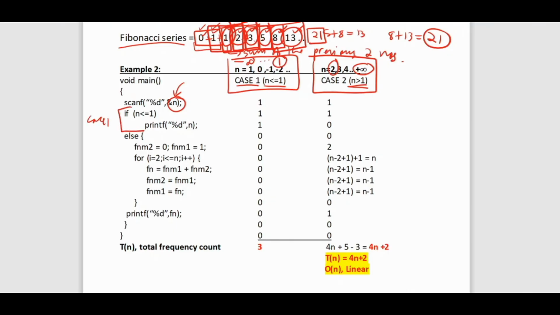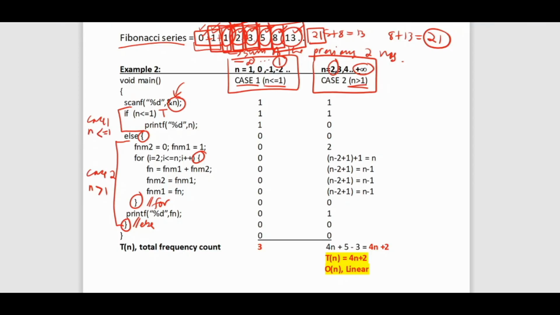So this is case 1. When this is true, that is case 1. And case 2 is the whole else block, from here up to here. This is the beginning marker of the else block and the end marker of the else block. And this is the beginning marker of the for loop, and this is the end marker of the for loop. The else block is case 2. Case 2 is when n is greater than 1, and case 1 is when n is less than or equal to 1.